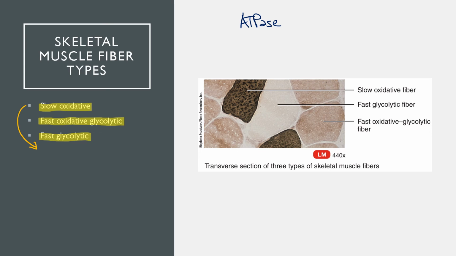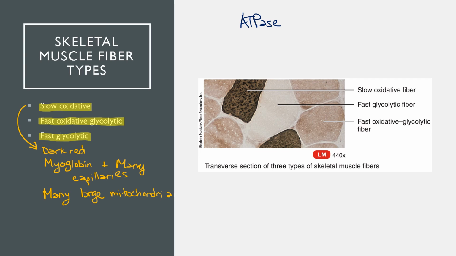Now these are going to appear dark red, and this is because they contain large amounts of myoglobin and many capillaries. They have many large mitochondria as well. And they mainly generate ATP by aerobic respiration.